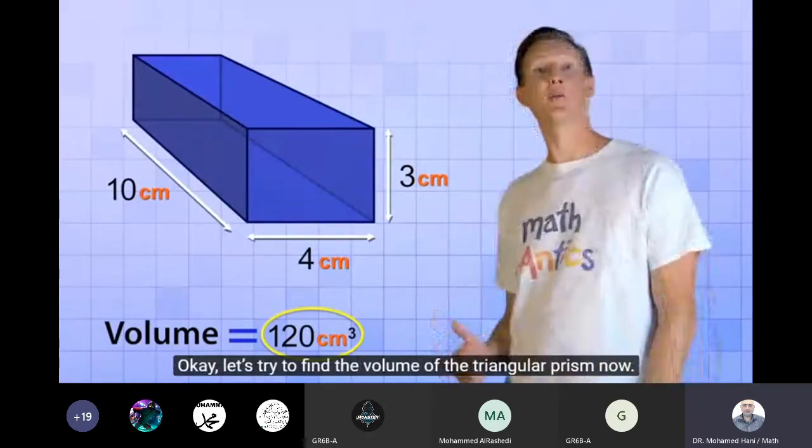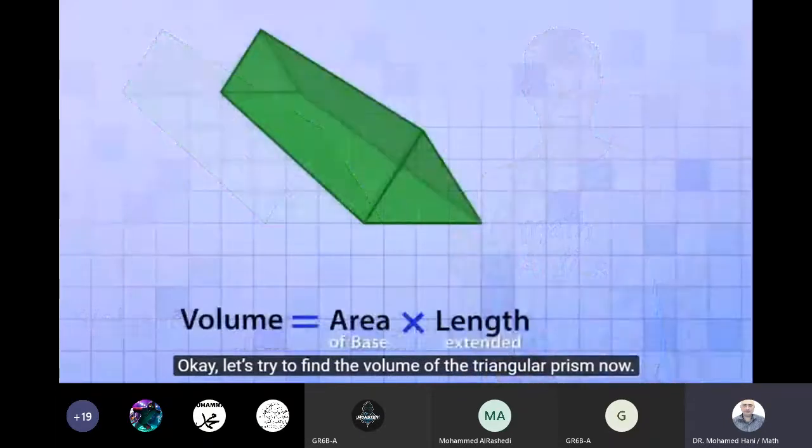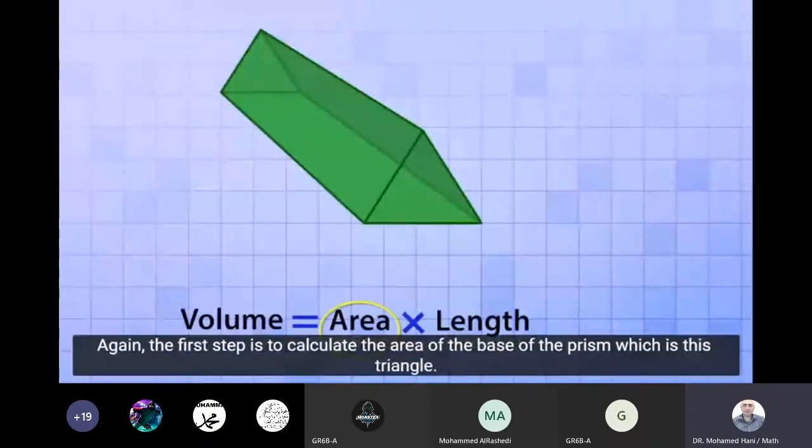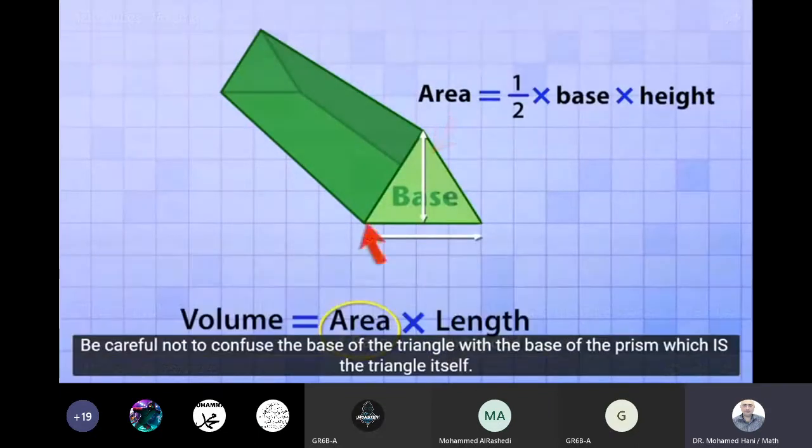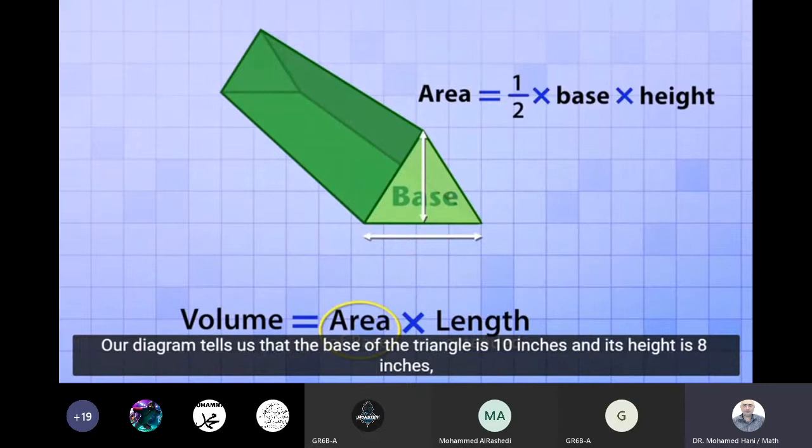Okay, let's try to find the volume of the triangular prism now. Again, the first step is to calculate the area of the base of the prism, which is the triangle. The formula for finding the area of a triangle is 1/2 of the triangle's base times its height. Be careful not to confuse the base of the triangle with the base of the prism, which is the triangle itself. Our diagram tells us that the base of the triangle is 10 inches and its height is 8 inches.